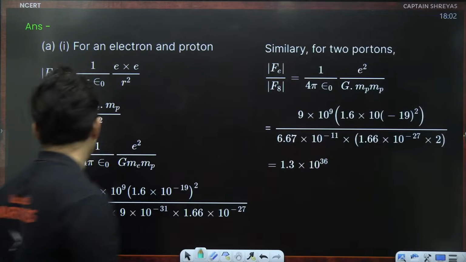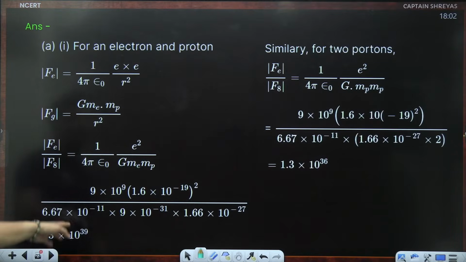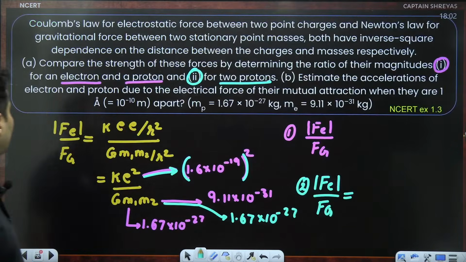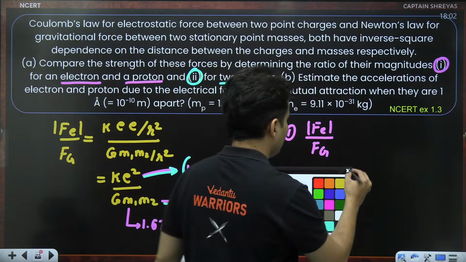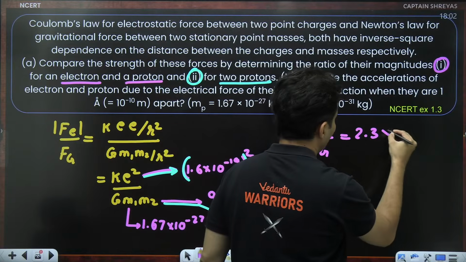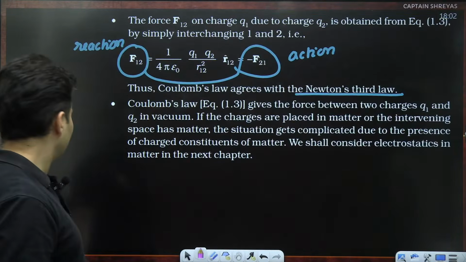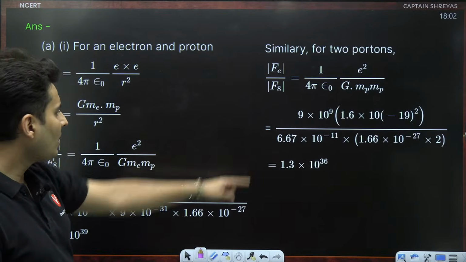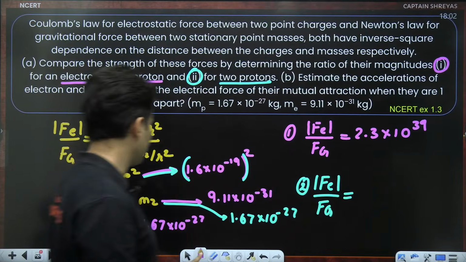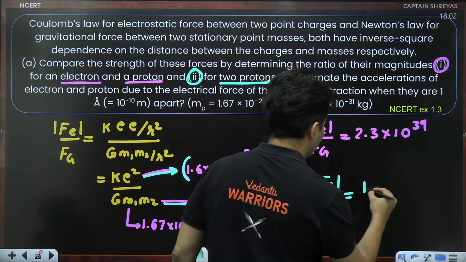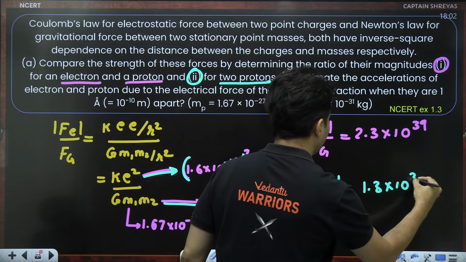These ratios after calculations come out to be 2.3 into 10 to the power 39, and for the other one it comes out as 1.3 into 10 to the power 36.